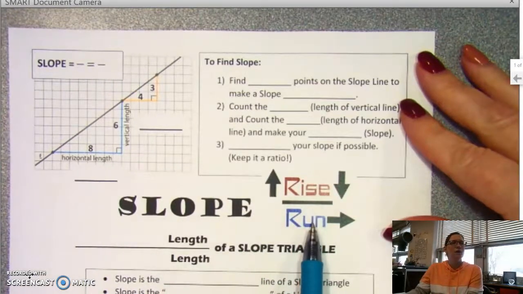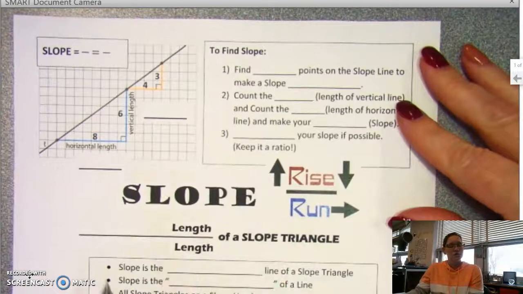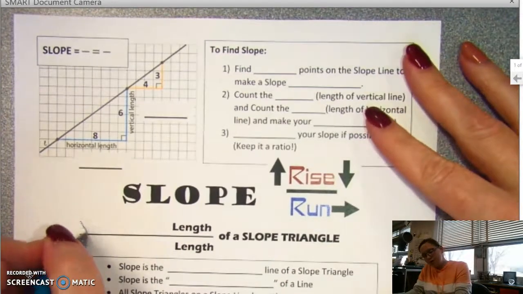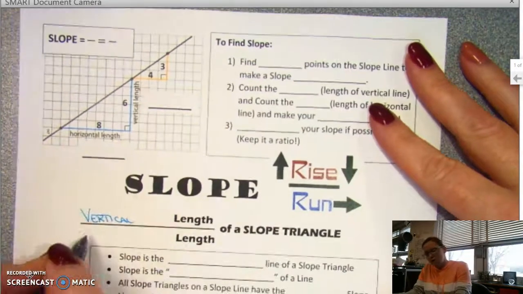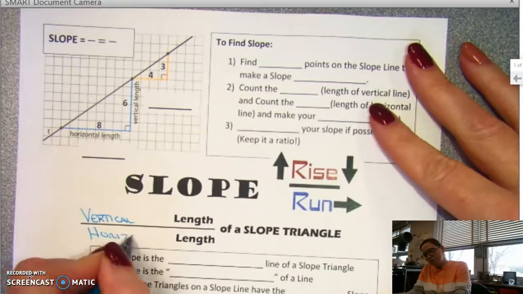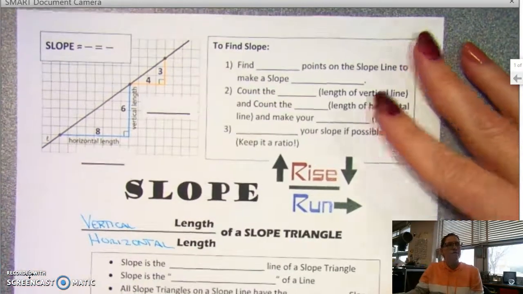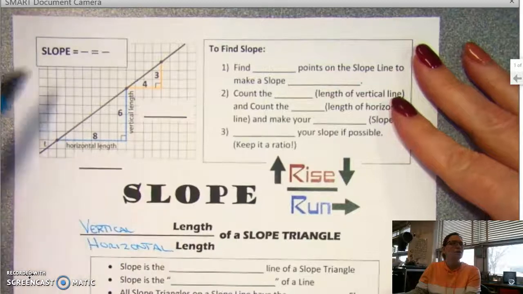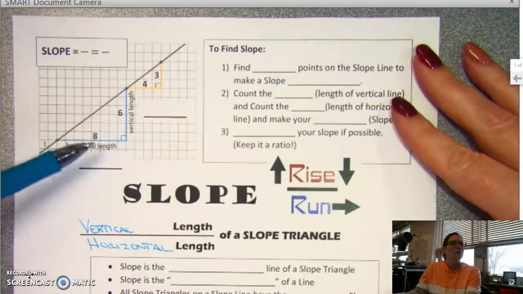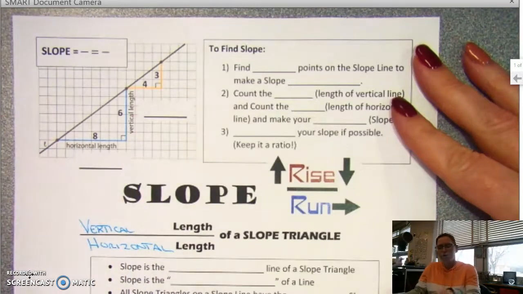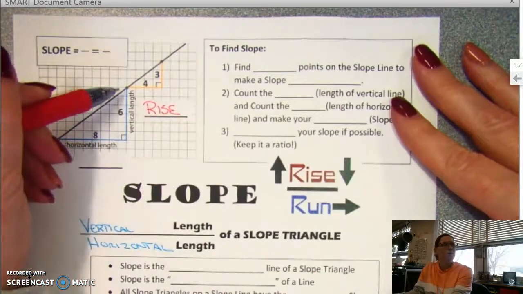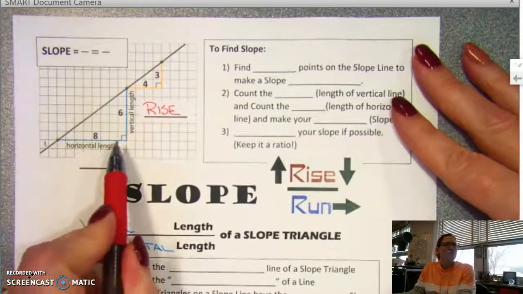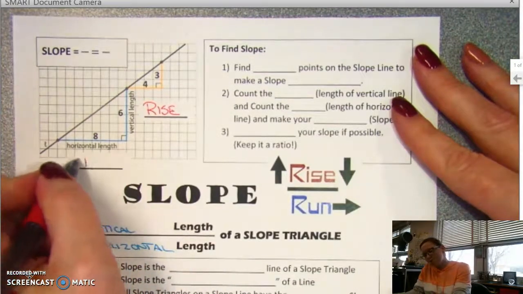Slope is rise over run, and the definition of slope is our vertical length over our horizontal length of a slope triangle. So if we looked up here at our slope triangle, we would see the vertical length of the triangle and our horizontal length of our triangle. Our vertical length is known as the rise because we're going up and down. And our horizontal length going left to right is our run.